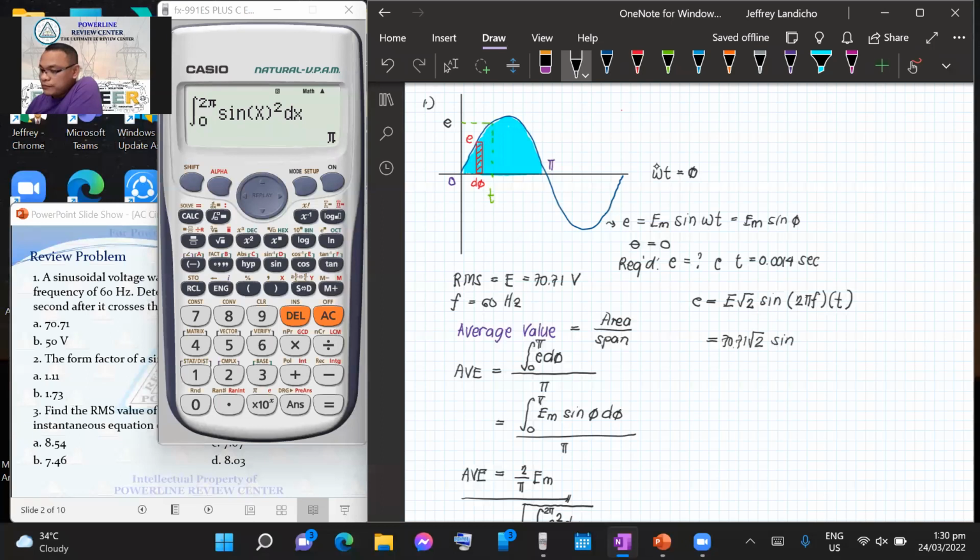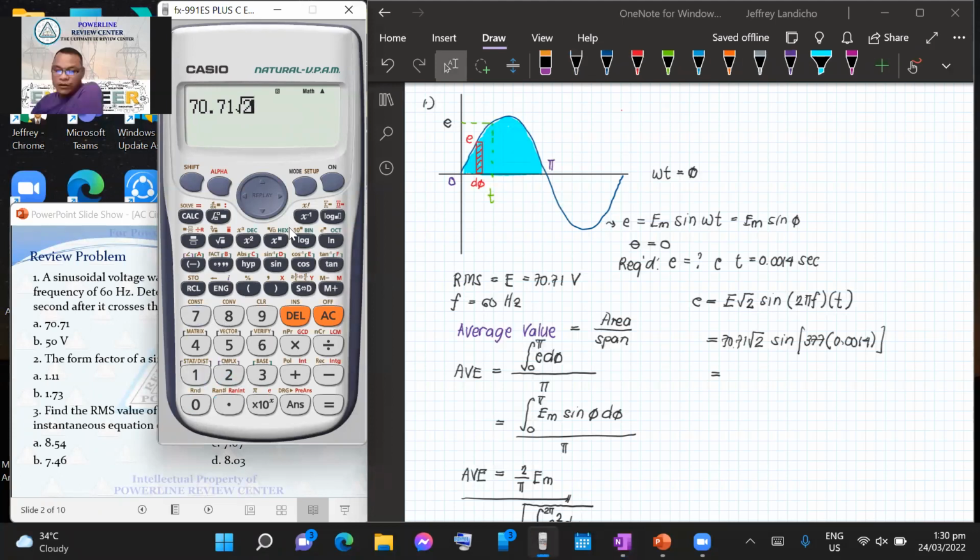Sine. So, ano frequency? 60. So, 2 pi times 60. Approximately, that is 377.0014. So, take note, calculator is the square root of 2 to make it maximum value. Then, this 2 pi f, 2 pi times 60 is 377 times the given time of 0.0014.